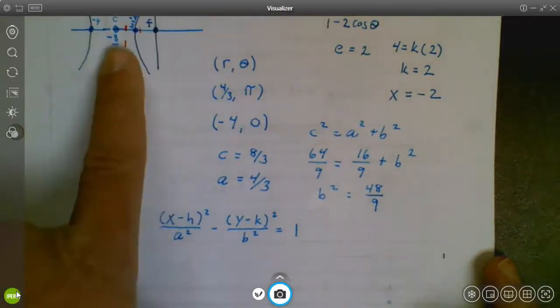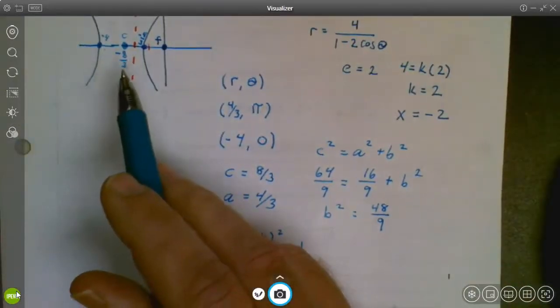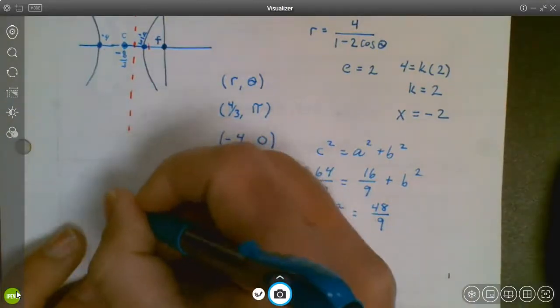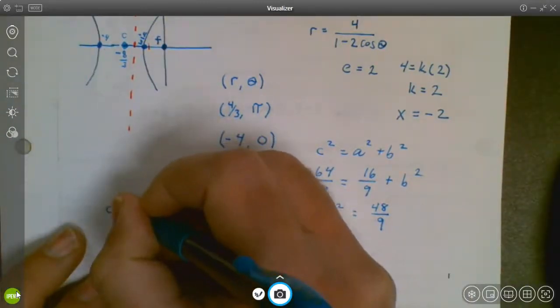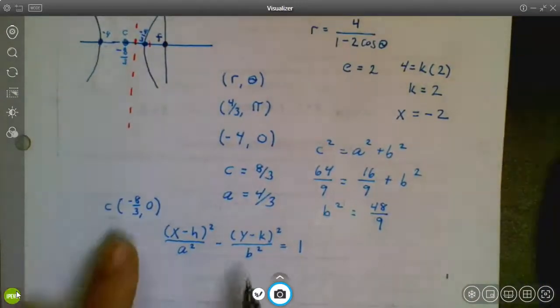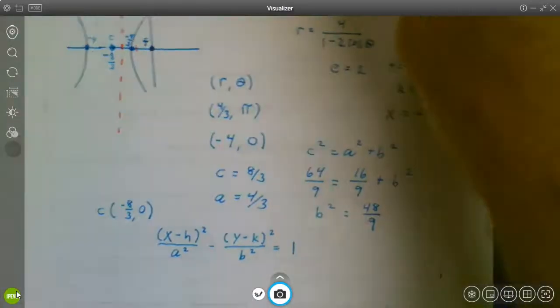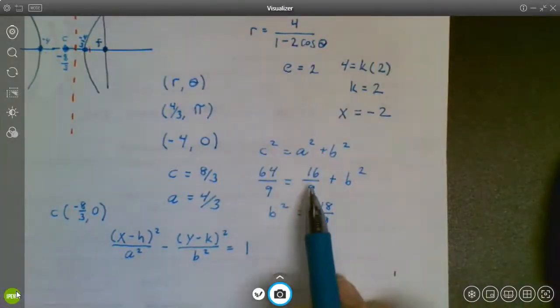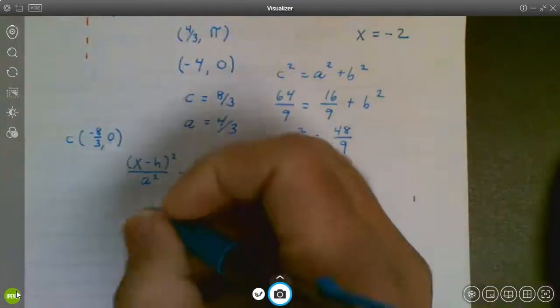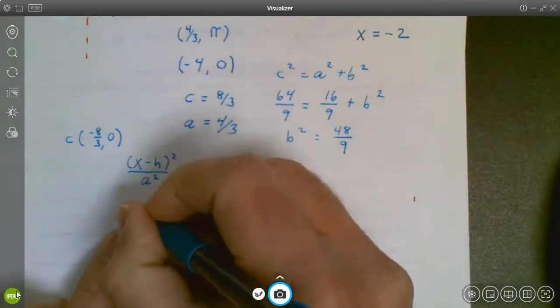So we can see that the center is at -8/3, 0. So there's the center. Let me just write it here. And so this guy's going to go in for H, that guy's going to go in for K, and right here we had A squared, right here we had B squared. So I'm just going to sub in that information to get our final answer.